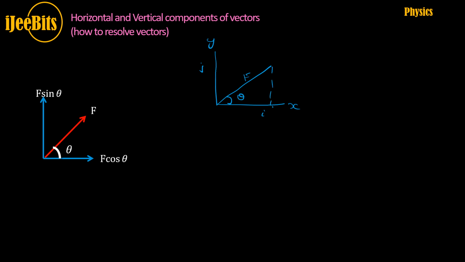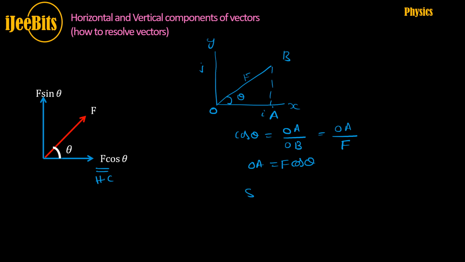This is a right angle triangle in a way. So cos theta is nothing but how much? Let's assume this is O, A and B. AB is the opposite side, OA is the adjacent side, and OB is the hypotenuse. So cos theta would be OA by OB. OA is the horizontal component, divided by OB, which is F. So OA equals F cos theta. Agree? So the horizontal component is F cos theta.